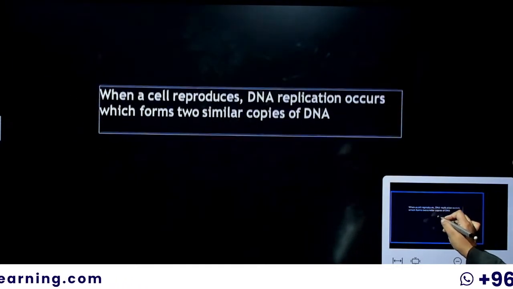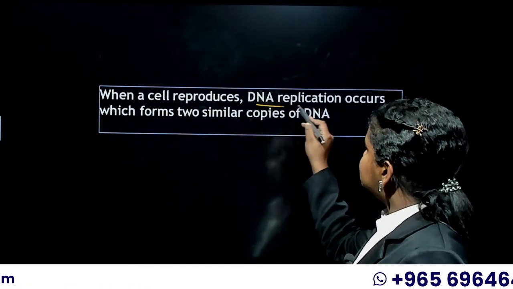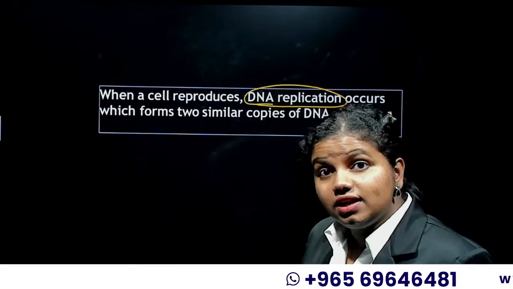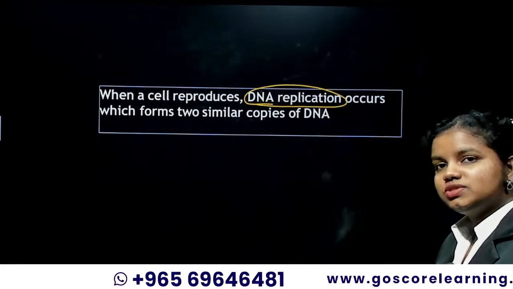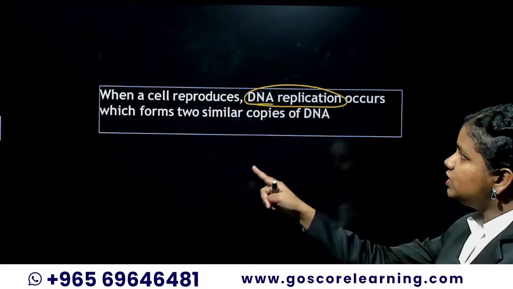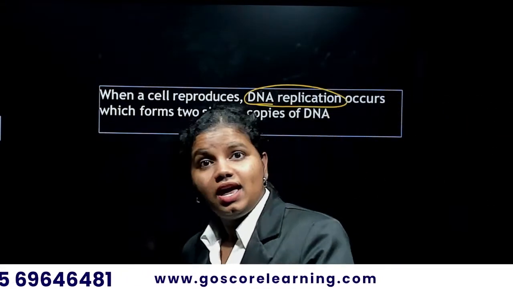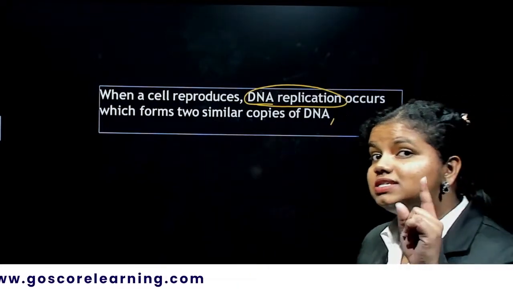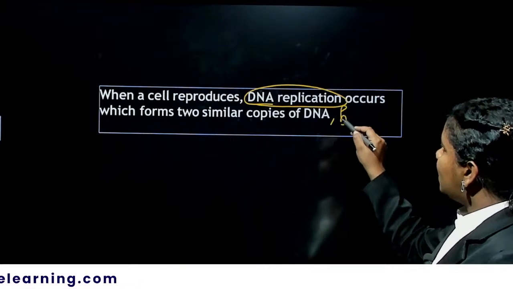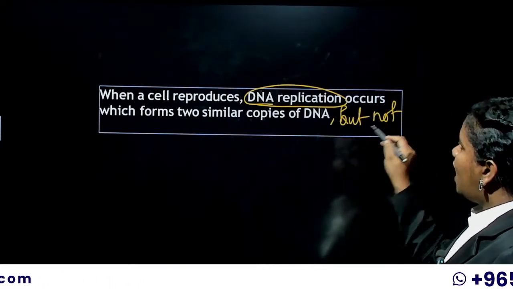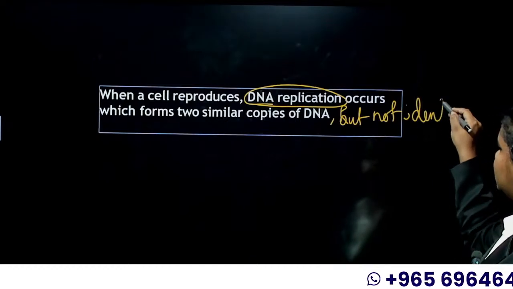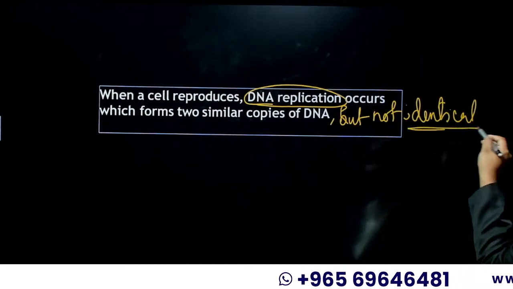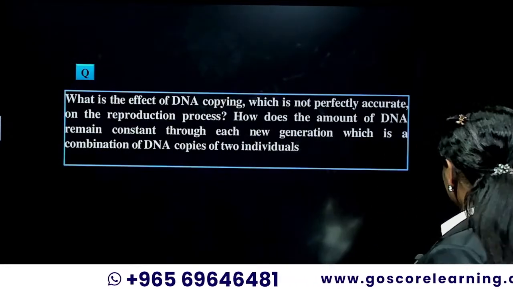Nothing much happens. When a cell reproduces, the DNA inside it also replicates. It's called DNA replication. DNA multiplies, right? So when a cell reproduces, DNA replication occurs, which forms two similar copies of DNA. And you can add on there, since you already know, these DNA copies may be similar, but not identical. Yes, these DNA copies can be similar, but they are never identical, not the same.